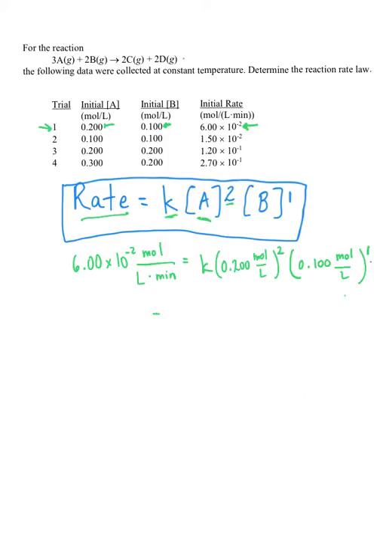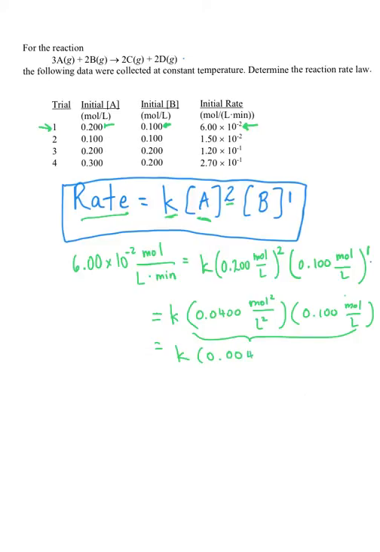So this left-hand side will remain constant while we simplify the right-hand side. We'll have our rate constant K times 0.2 squared. Gives us 0.0400. With units that are now moles squared per liter squared, because we do to units what we do to numbers, multiplied by 0.100 moles per liter. 0.1 raised to the first power. Simplify down even further, and we can multiply these two quantities together. We end up with 0.00400. Moles times moles squared is moles cubed. Liters times liters squared is liters cubed. That's all equal to, on this left-hand side, 6.00 times 10 to the minus 2 moles per liter per minute.